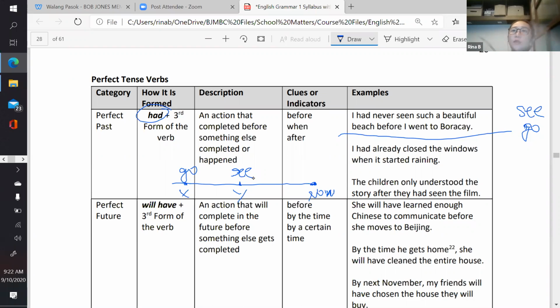If you want to emphasize this fact that something happened before the other thing happened, then you use the perfect past. You use the perfect past form for the Y, and then for the one that happened first, you use the simple past form. So for the Y, perfect past. For the X, simple past.